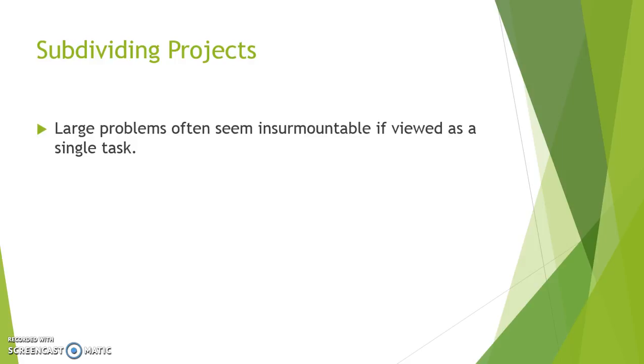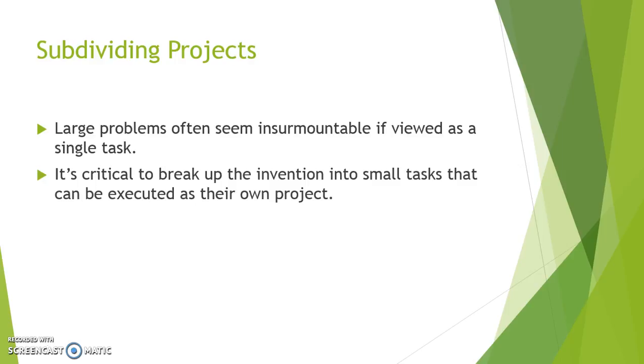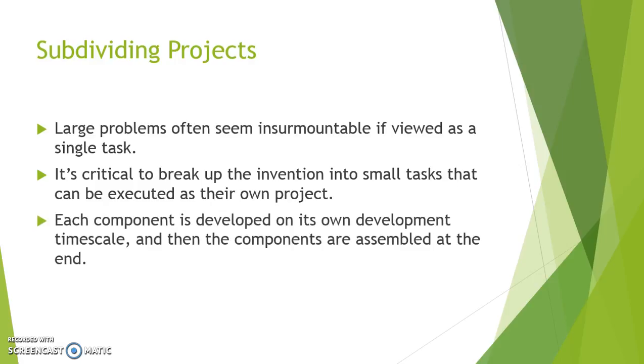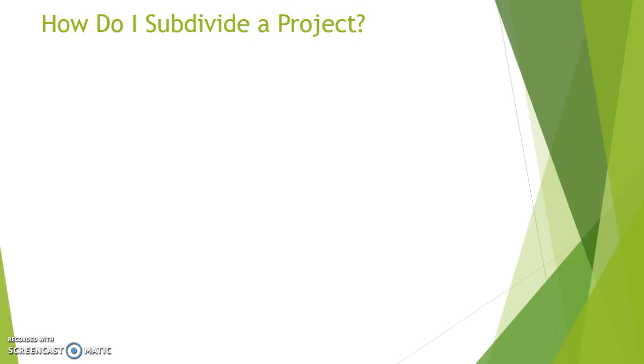So we want to take and subdivide projects because large problems can be just too much of a problem. We want to break them into small tasks that can be executed as their own mini project. And we want to develop it on its own time scale, with its own deliverables, and then assemble the components at the end of the development process. So how do we do it?